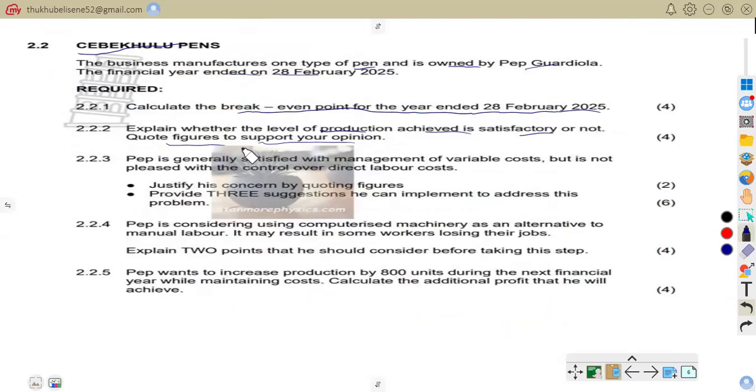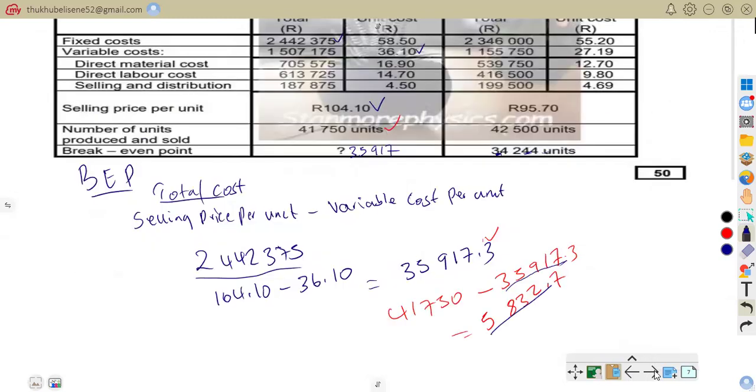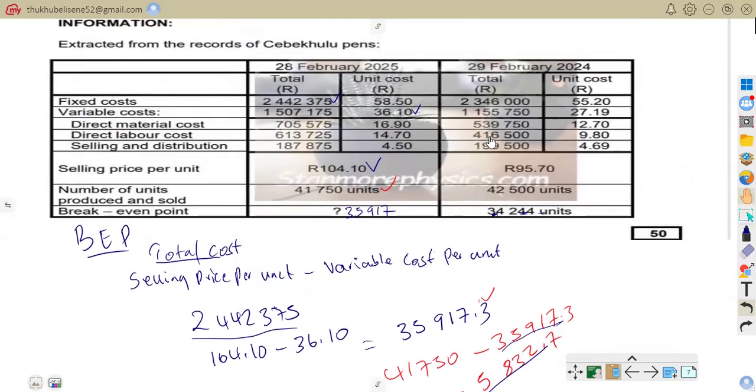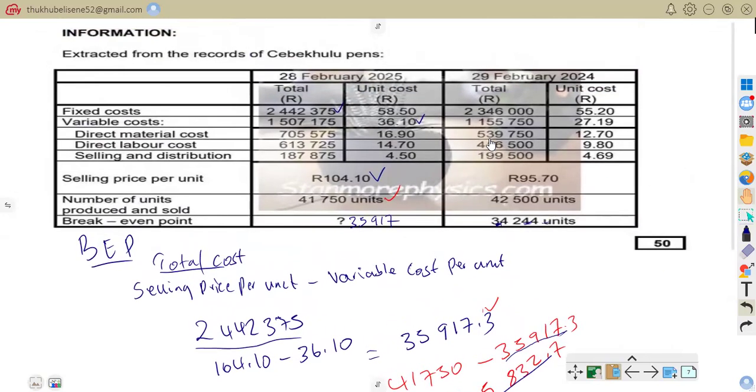As we were asked to calculate the break-even point, now we are asked to explain whether the level of production achieved is satisfactory or not, and we are to quote figures. That is 2.23. So let us go to our information. This is the information that we are to use.